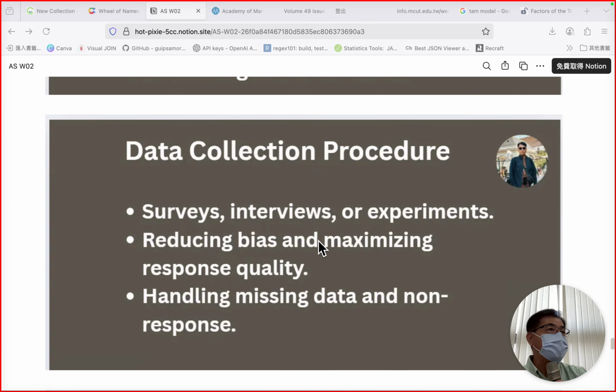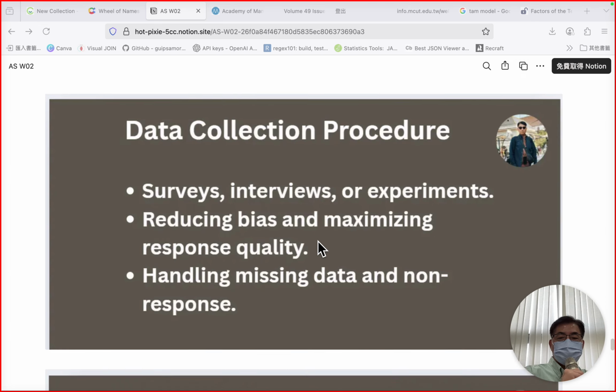Okay, missing data and non-response. Do you know what missing data is? In paper form, it's easy to have missing data because the participant skips some question items, and you don't know until you receive it. If you adopt an electronic or cloud-based questionnaire, like Google Form, you can restrict participants to answer each and every question. So we have to handle missing data before and after.